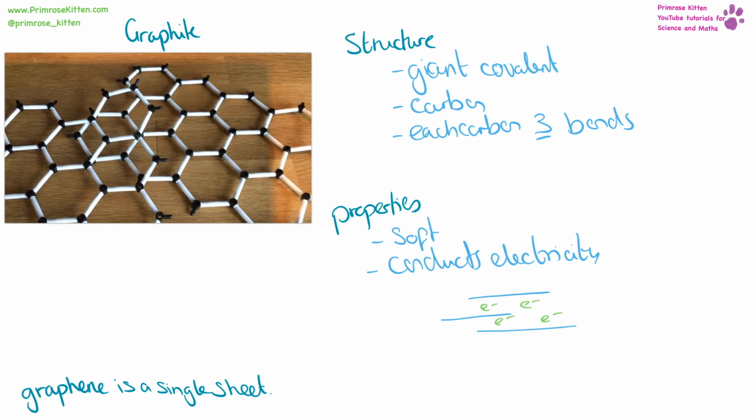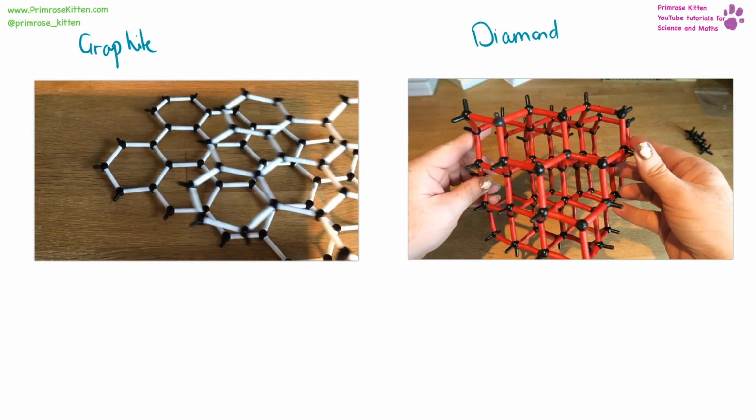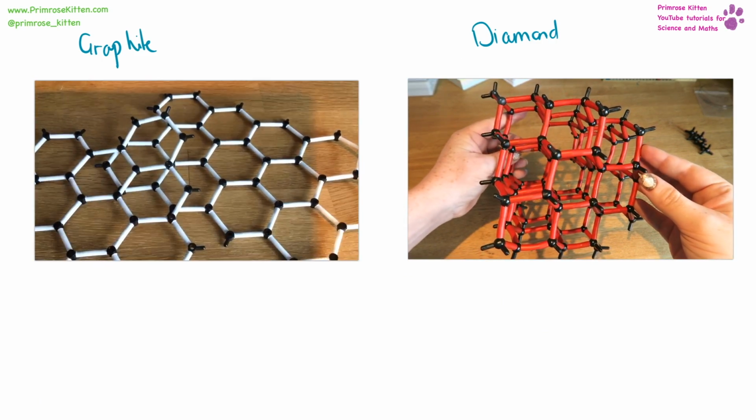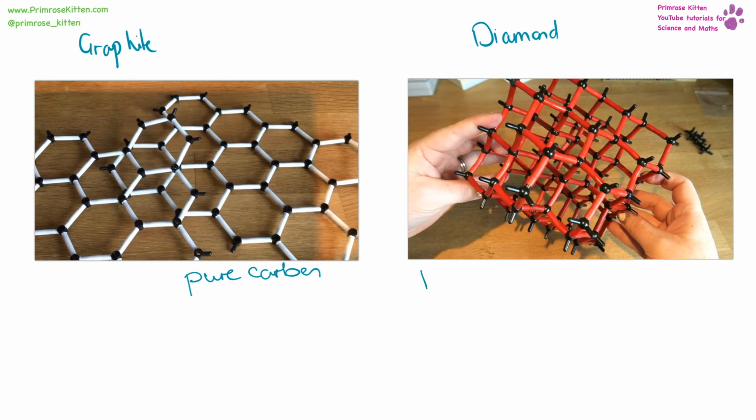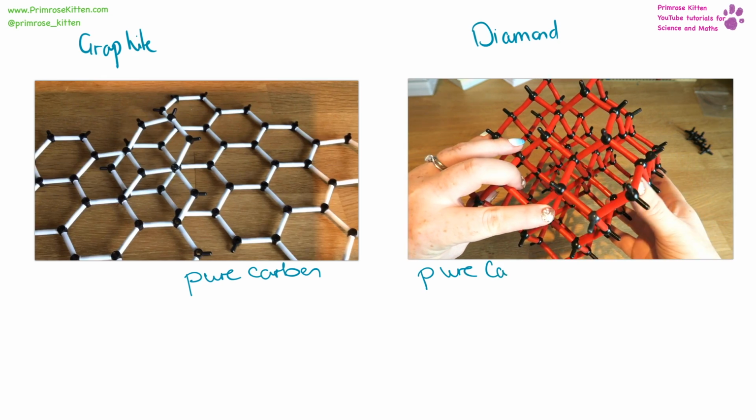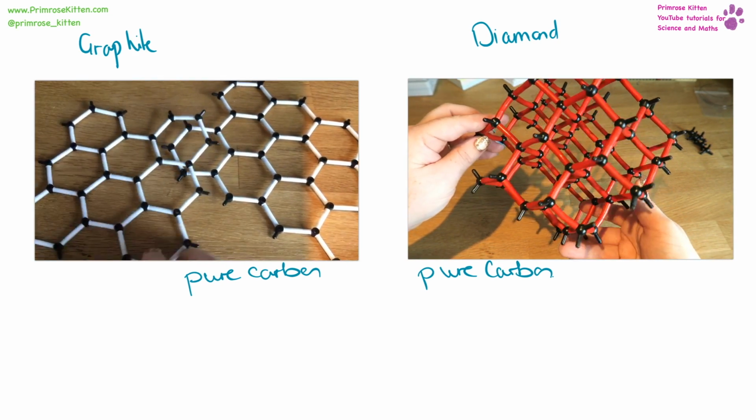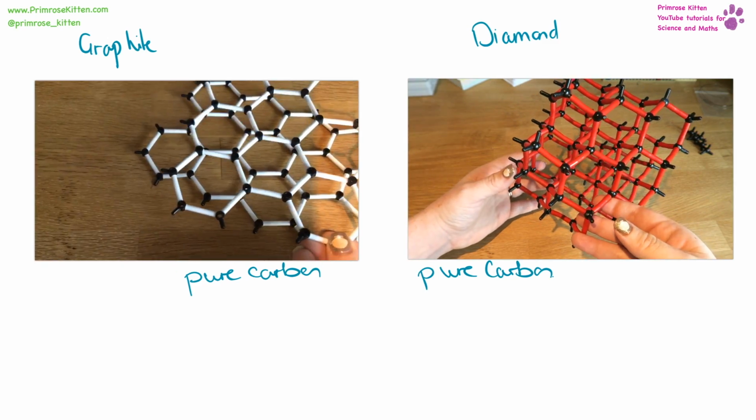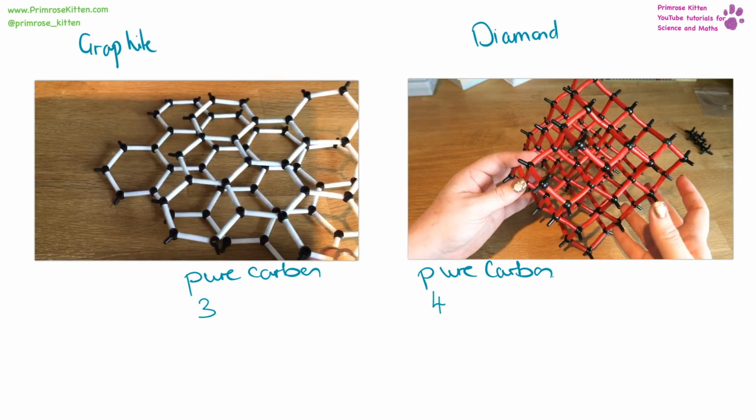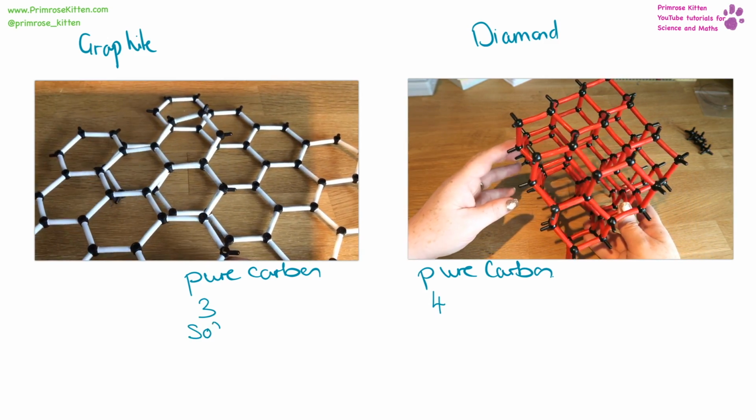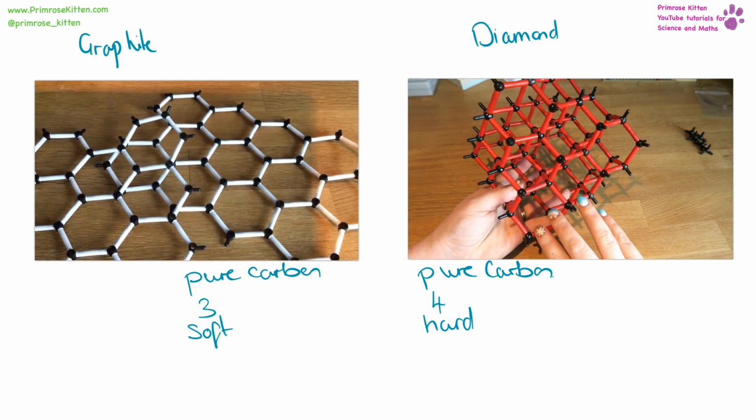Graphene is just a single sheet. If we were to compare diamond and graphite, they are both made of pure carbon. Graphite is made of 3 carbon-carbon bonds, diamond is made of 4 carbon-carbon bonds. Graphite is soft, diamond is hard.